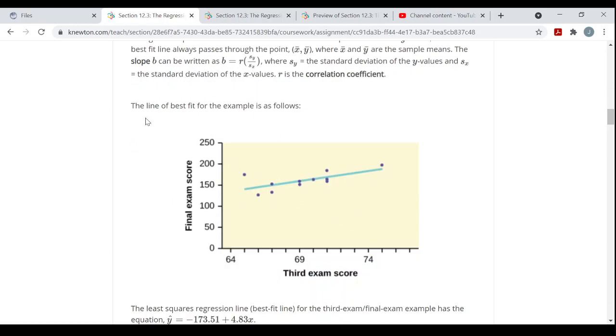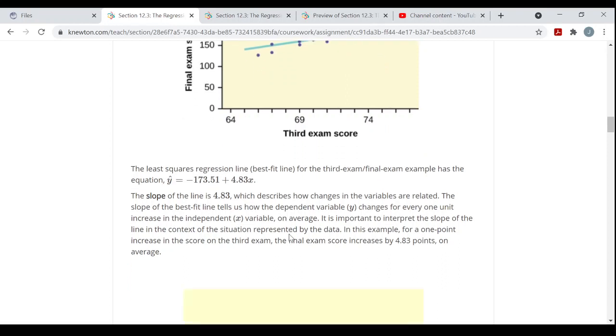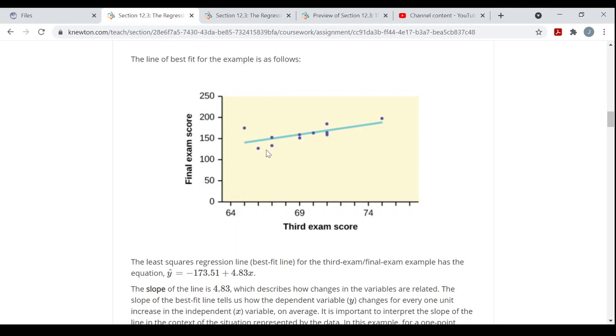So the line of best fit for the example given above is this blue line here, which has this equation. The slope is 4.83, the number attached to the x. The y-intercept is negative 173.51, which doesn't really make a lot of sense looking at this.